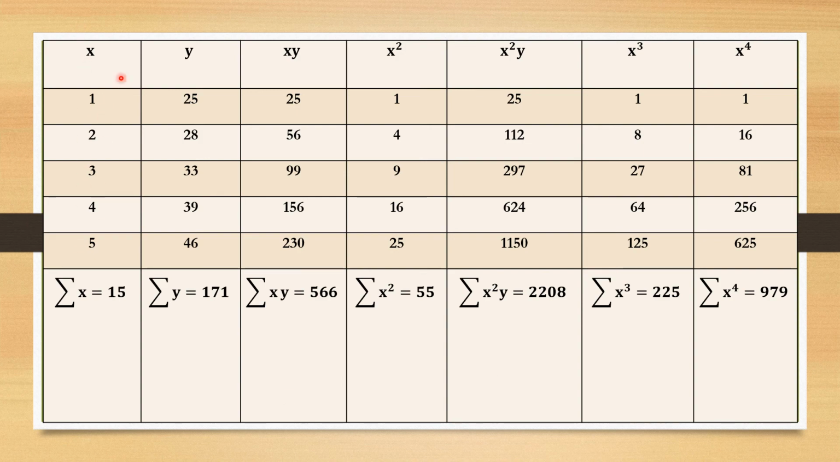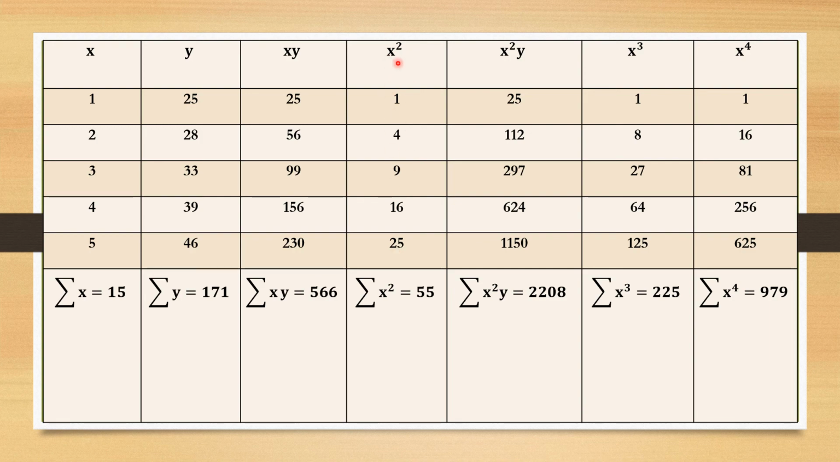So again, the columns are x, y, xy, x square, x square y, x cube and x raised to 4. x and y are already given in the problem. Next we have to calculate x into y. So 1 into 25, that is 25. 2 into 28, 56. 3 into 33, 99. 4 into 39, 156. 5 into 46, 230. Next is the column x square.